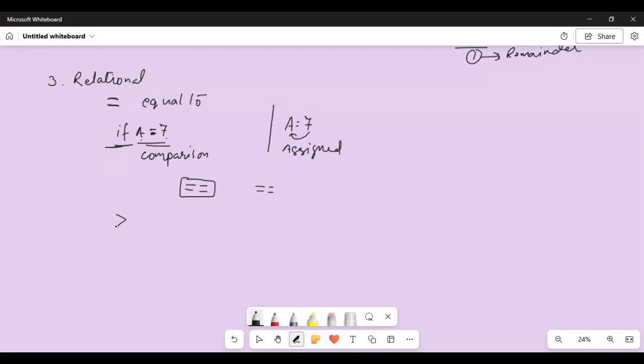After that, you have greater than. We are checking whether a quantity A is greater than quantity B or not. This will return either true or false. Then you have greater than or equal to. Since here the relationship is being checked, obviously it's not going to return a number. It is always going to return true or false. This is less than.